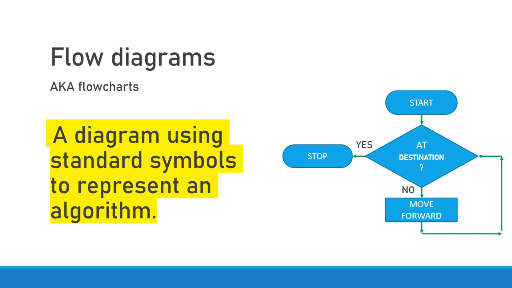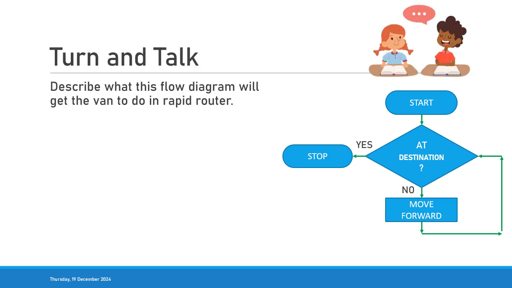Remember though that flow diagrams are where we use standard symbols to represent that algorithm. For example, this flow diagram will get the van to continue to move forward until it gets to its destination. The first thing it asks, though, is whether or not it is at its destination. If the answer to that question is no, it would follow the instruction to move forward. It would then go back to asking itself whether or not it was at its destination. And it would just repeat this until the answer to that question is yes, which is when it would stop.